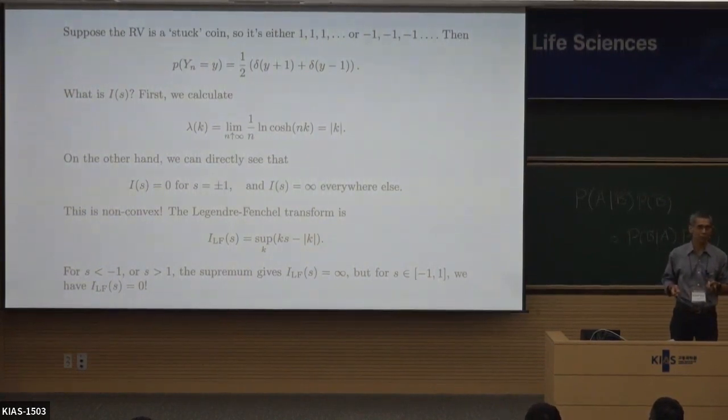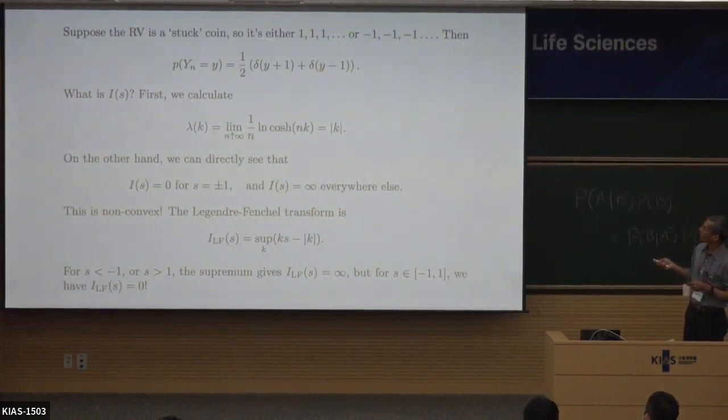Okay? That's clear, right? Because as n goes to infinity, if k is positive, then you're going to get the e to the nk. And if k is negative, you'll get e to the minus nk, which is e to the minus of something negative. So the log in either case is going to give you the absolute value of k. So now there's our cumulant generating function, perfectly nice. What's the problem with this cumulant generating function? It's not differentiable at k equals 0, right? It's perfectly fine at other values of k, but at k equals 0, it's not differentiable.